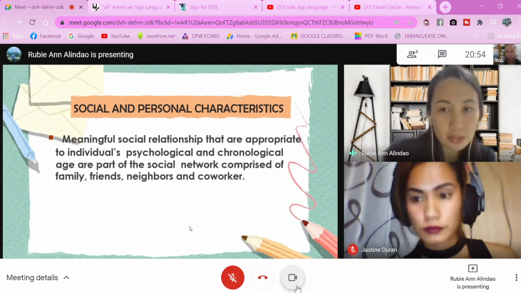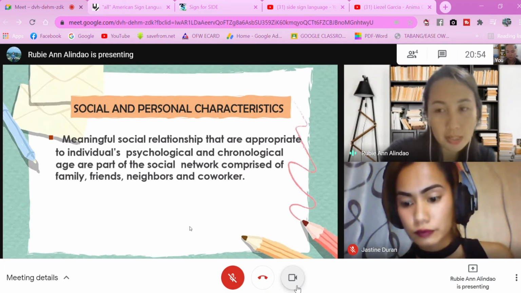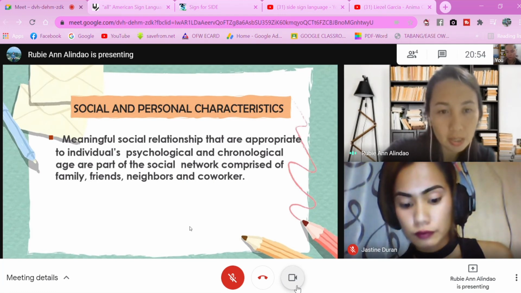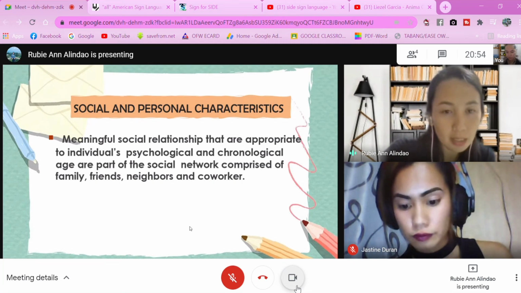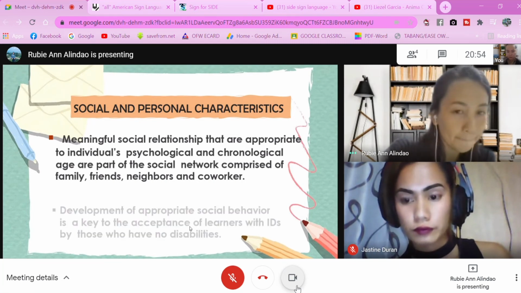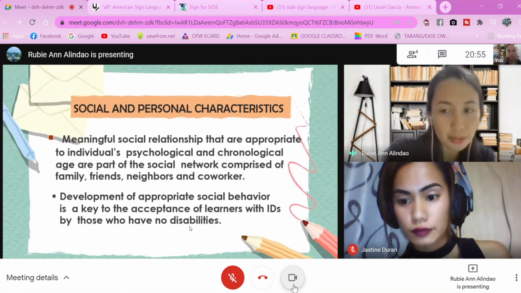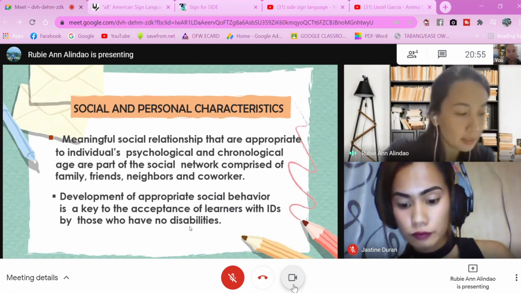Meaningful social relationships that are appropriate to individuals' psychological and chronological age are part of the social network comprised of family, friends, neighbors, and co-workers. The development of appropriate social behavior is key to the acceptance of learners with intellectual disabilities by those who have no disabilities.